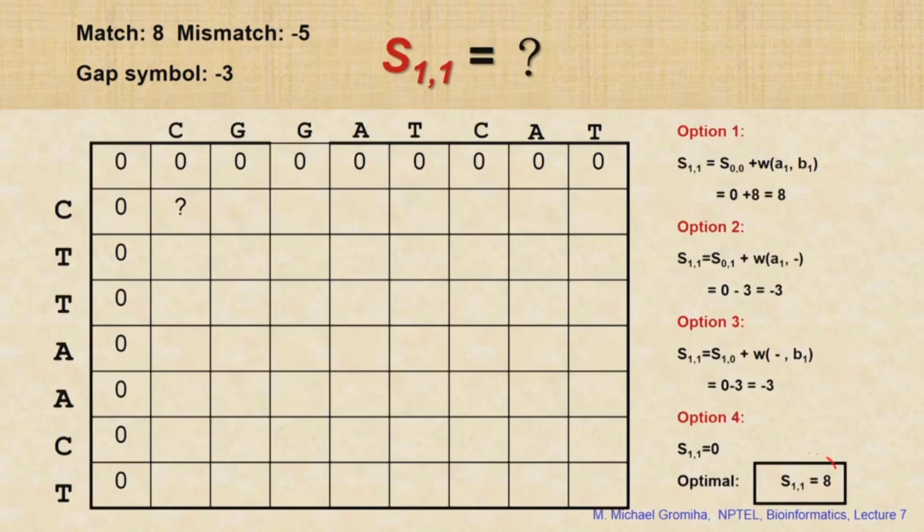This is equal to 8, because C and C is a match. Here this is a gap, minus 3, and the other gap is an insertion, minus 3. So this option is 4, and this is 0. The maximum among these 4 is 8.